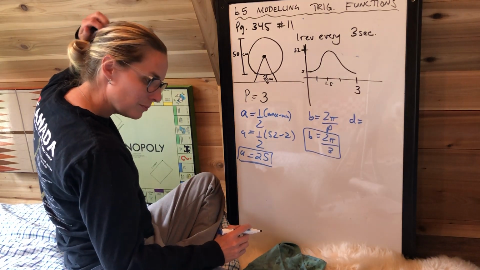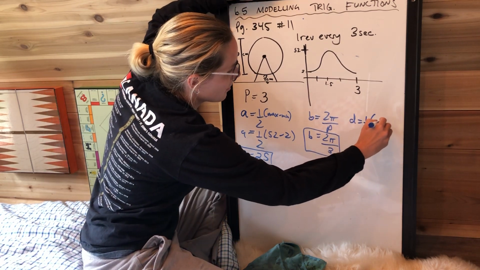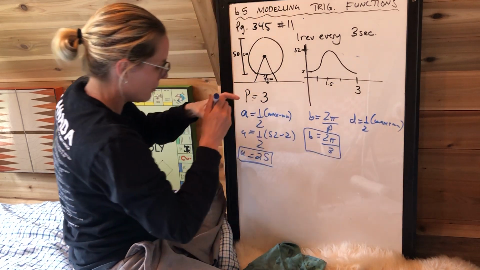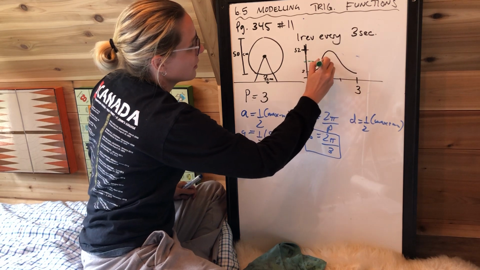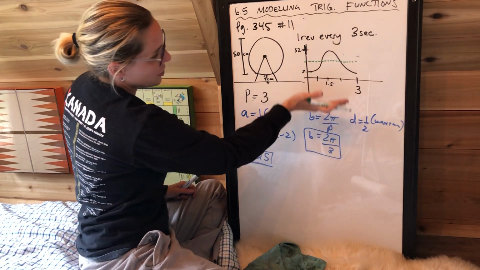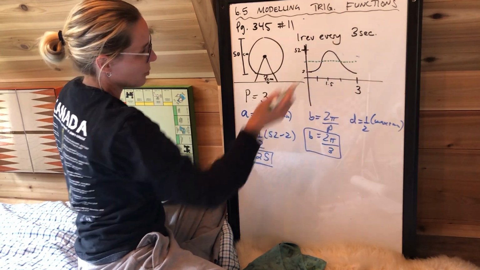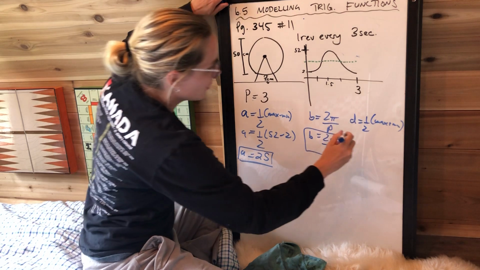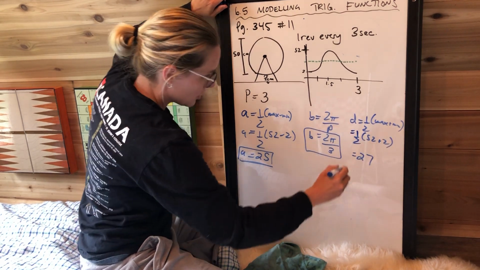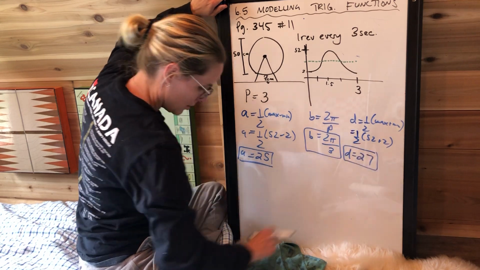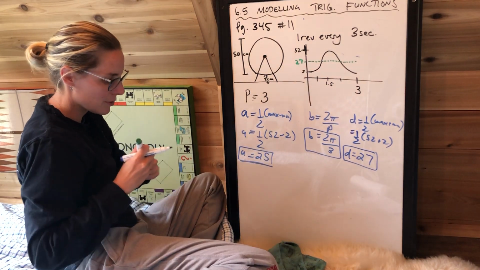Our D value is half the max plus the min. And remember, you're trying to find that magic value that's right in between 2 and 52. That says how much this graph has been shifted up. Otherwise, the graph always fluctuates around the axis, right? So this is called a rest axis where you shift it up to. So you do half of 52 plus 2, and you get 27. So this magic number here is actually 27. And that's how much your whole graph has been shifted up.